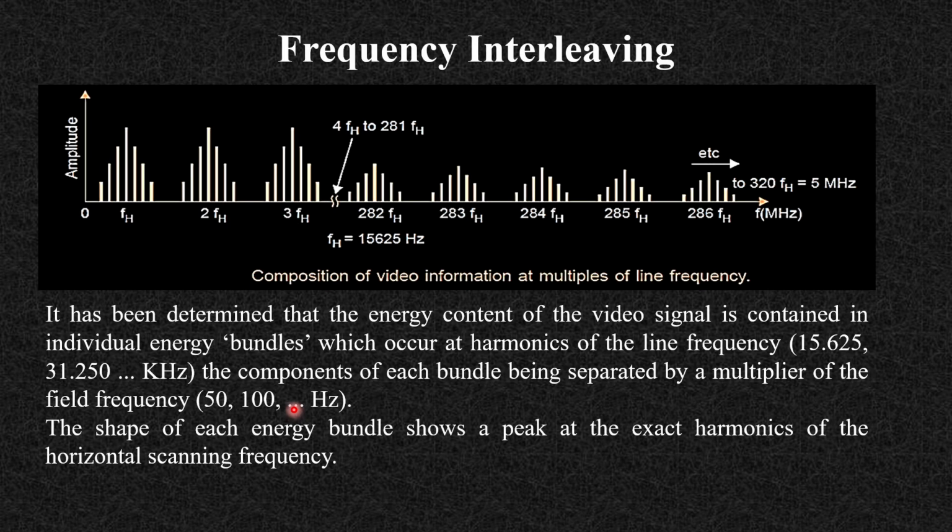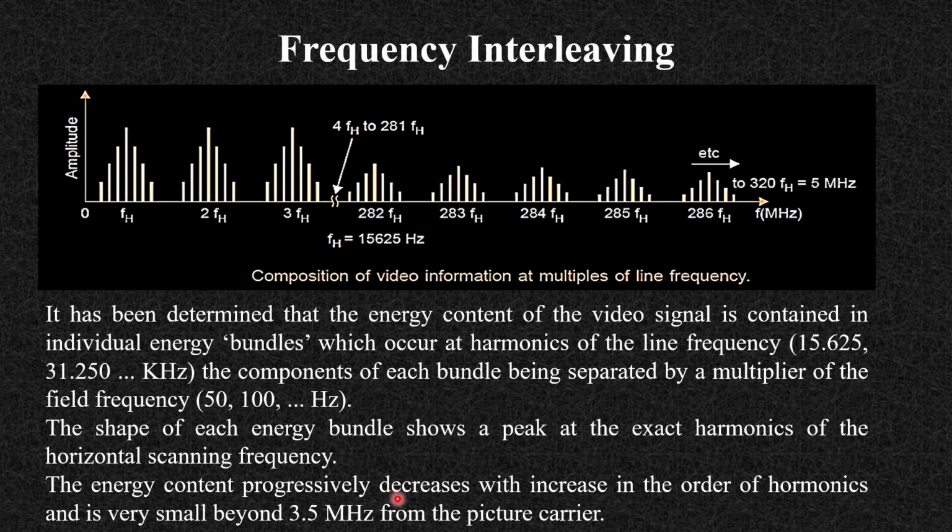The shape of each energy bundle shows a peak at exact harmonics of the horizontal scanning frequency. Here the peak is exactly at 15625, and twice fh, 31250, like that. The energy contents progressively decrease with an increase in the order of harmonics and are very small beyond 3.5 megahertz from the picture carrier. You can see the energy decreasing, and it is very small beyond 3.5 megahertz.